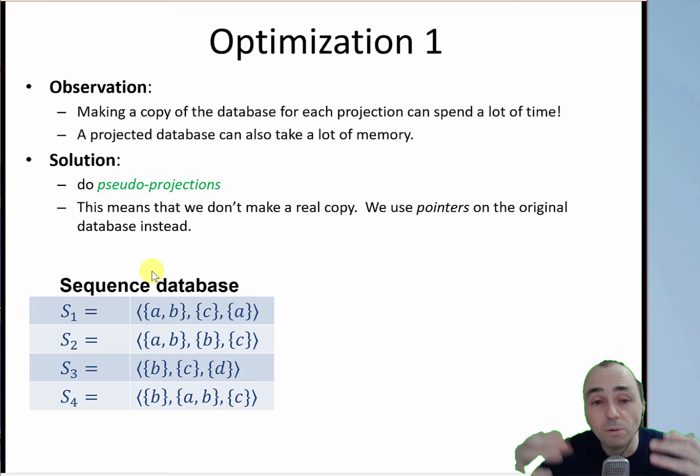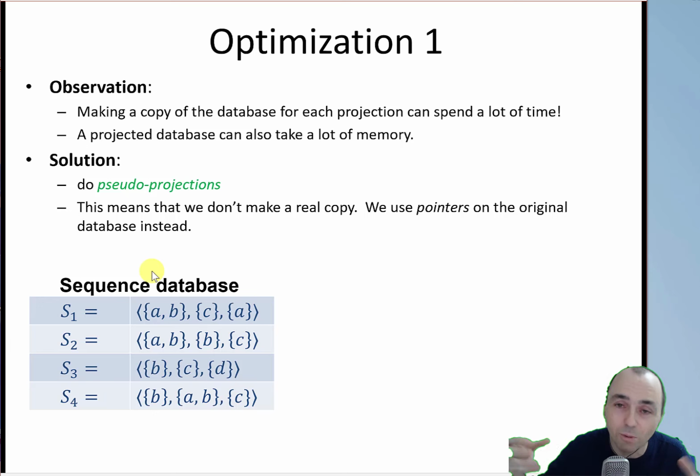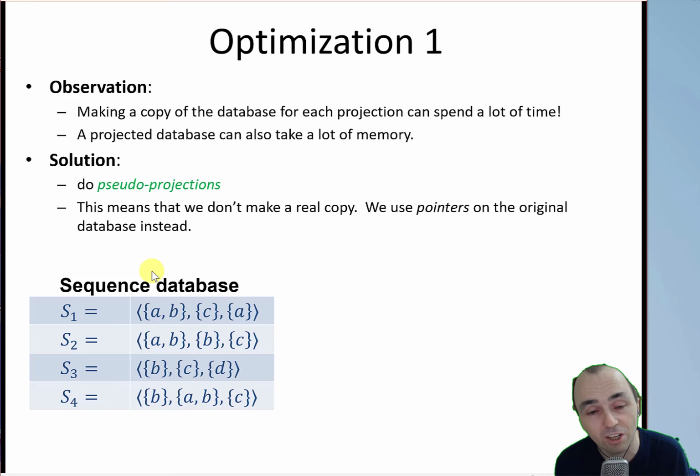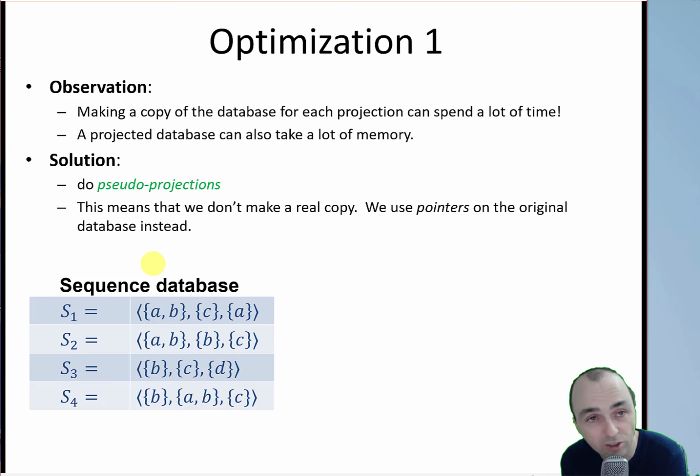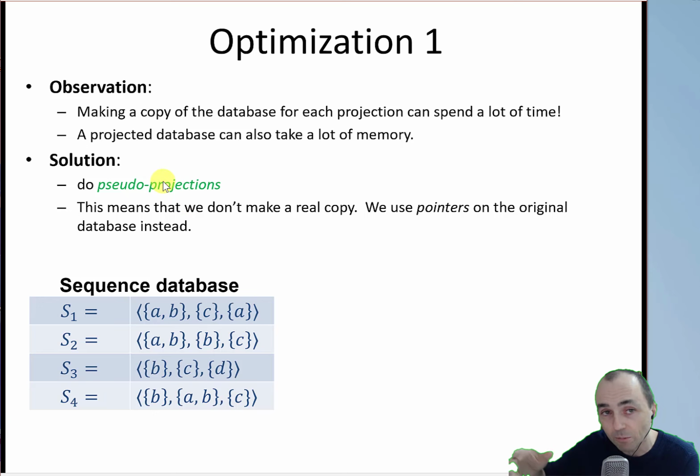So when you do a projection, you make a copy of the database every time, and so on. Maybe it will spend a lot of time and memory, okay, because there are many patterns, and for each of them you need to do a database projection. So this seems very, very costly for a computer program. So there is one solution. It is to do the pseudo projection. Instead of making a copy of the database, you don't make a full copy.